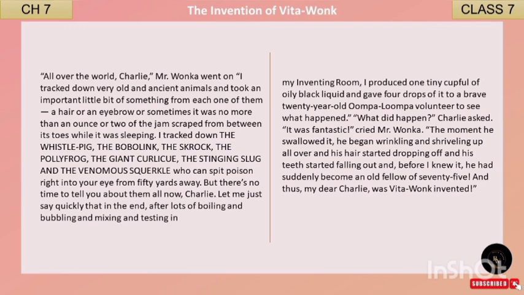The moment he swallowed it, he began wrinkling and shivering up all over, and his hair started dropping off, and his teeth started falling out. And before I knew it, he had suddenly become an old fellow of 75. And thus, my dear Charlie, was Vita-Wonk invented. So here, finally, this particular experiment worked.